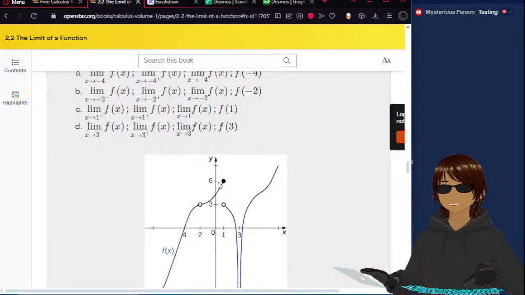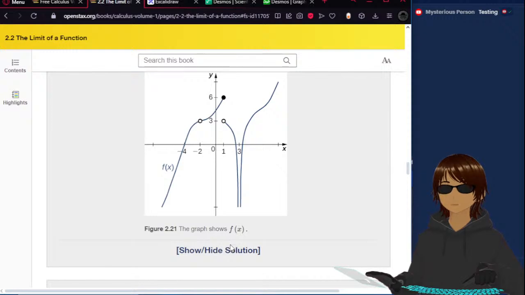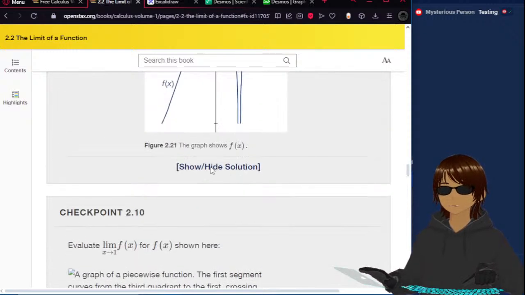As for this, from the negative side, it's 6. From the positive side, it's 3. Overall, it's not defined, but f of 1 is 6. As x approaches 3 from the negative side, it's negative infinity. From the positive side, it's still negative infinity. Overall, it's negative infinity, and f of 3 is not defined. Hope I'm correct.